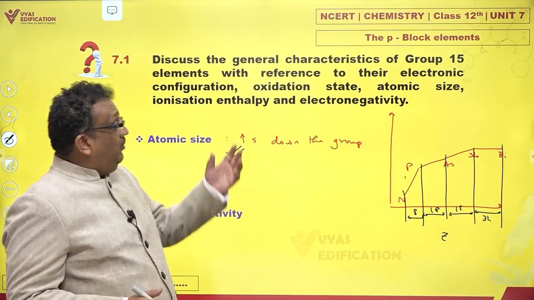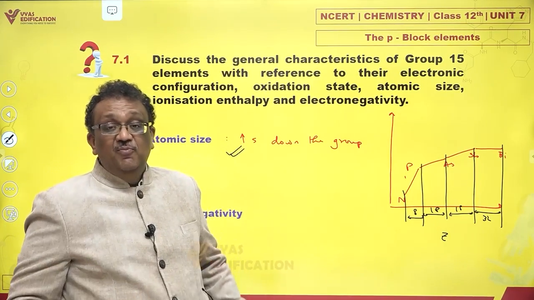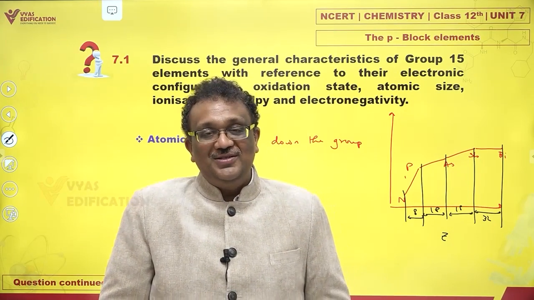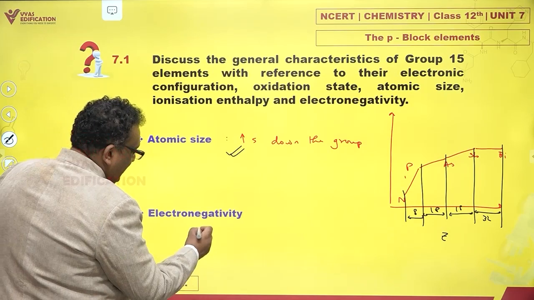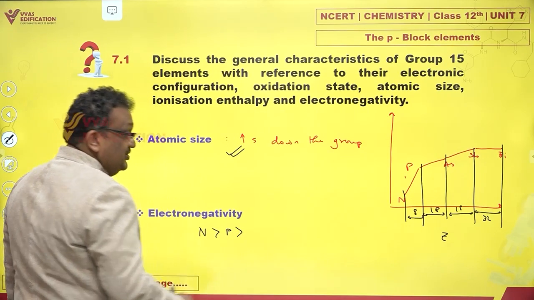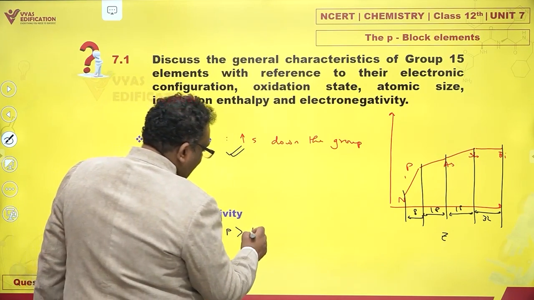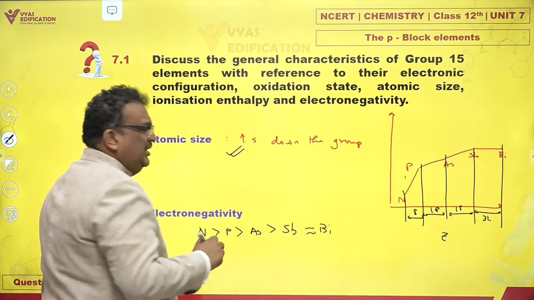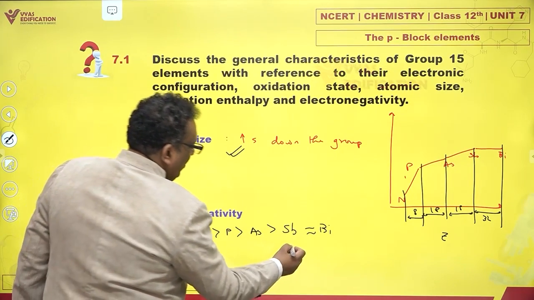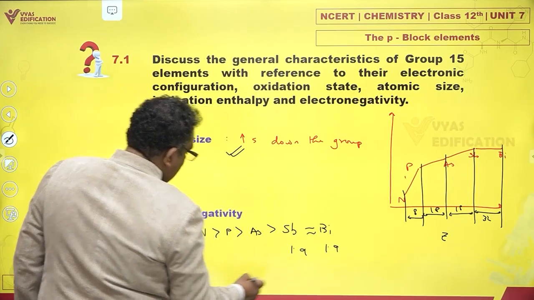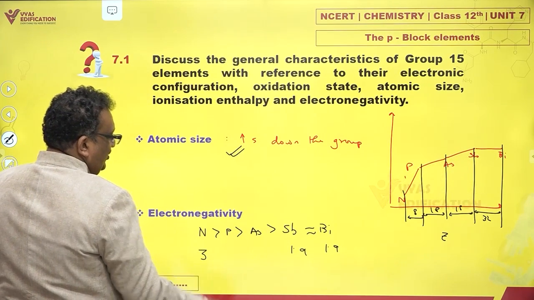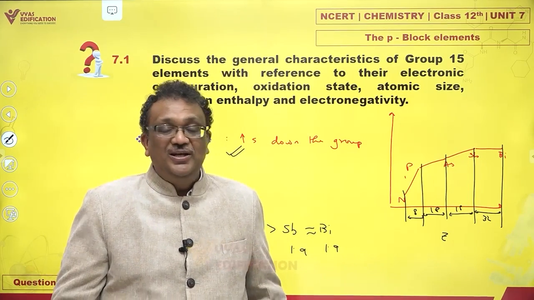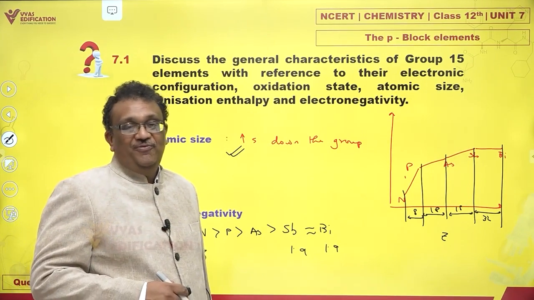Don't miss this. When we talk about electronegativity, as we move down the group, size increases, yes, very much. And electronegativity also decreases. So most electronegative is N. Then phosphorus is substantially less. And then we have arsenic, antimony and bismuth. Antimony and bismuth have nearly the same value of around 1.9. And nitrogen is highest with around 3. Phosphorus is around 2.2 or something. And these are roughly the values of electronegativity down the group in group 15.